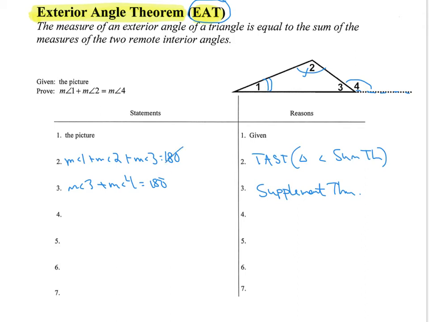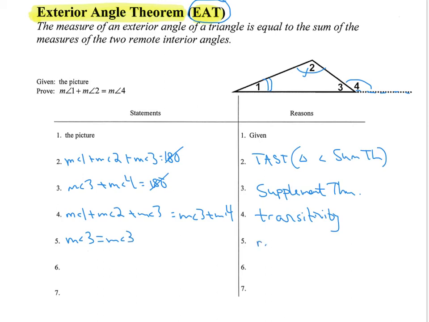Since these both add up to, or equal, 180 degrees, we can set them equal to each other. Measure of angle 1 plus the measure of angle 2 plus the measure of angle 3 equals the measure of angle 3 plus the measure of angle 4. So we're using the transitive property, transitivity. I'm going to allow measure of angle 3 equals the measure of angle 3 by reflexive, and now that allows us to subtract the measure of angle 3 from both sides.